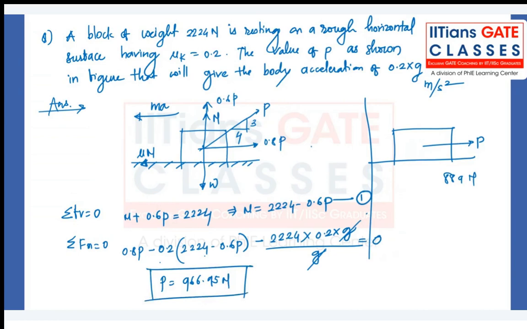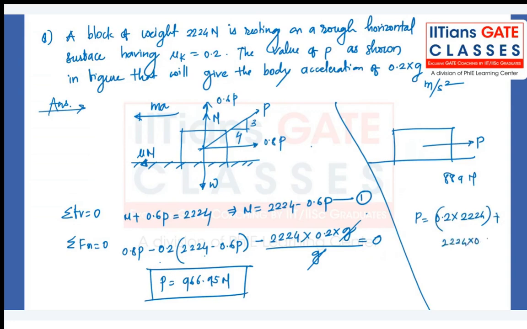And in the second example, if they ask this kind of question, it's very simple. Here, P will be equal to the frictional force, that is mu times N, so that will be 0.2 times 2224, plus the mass times acceleration, that is 2224 into 0.2 into g by g. G will get cancelled. So 2224 into 0.2 into 2, that's all. And that is 889.6.